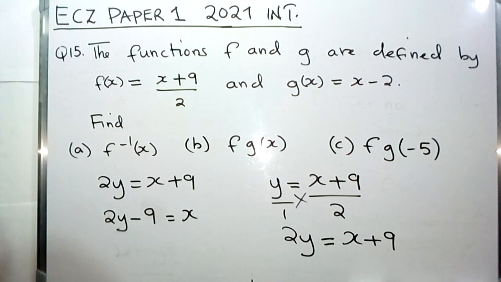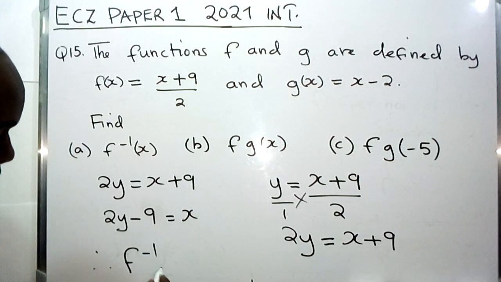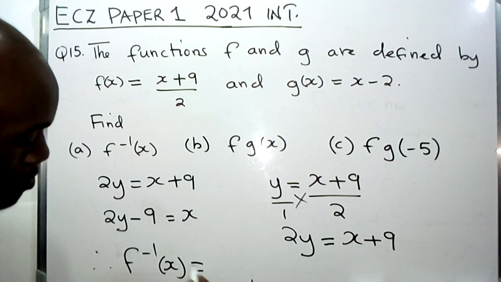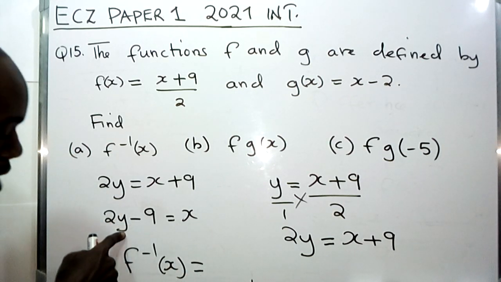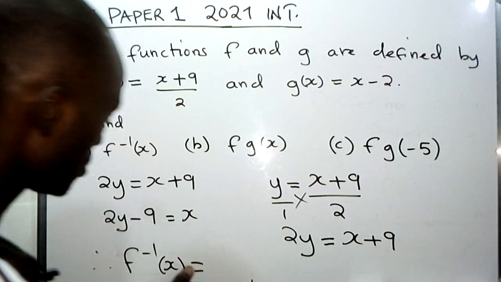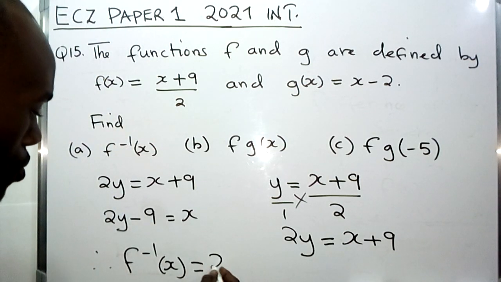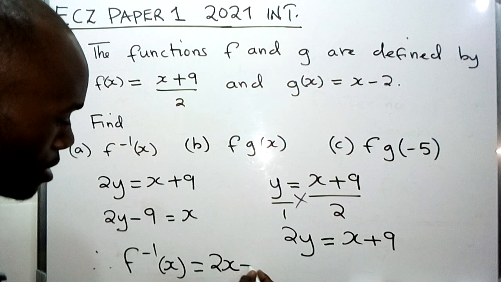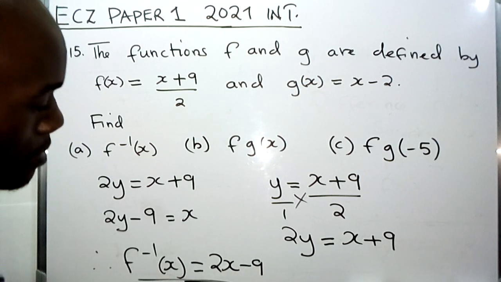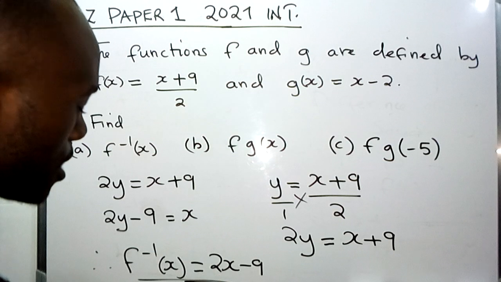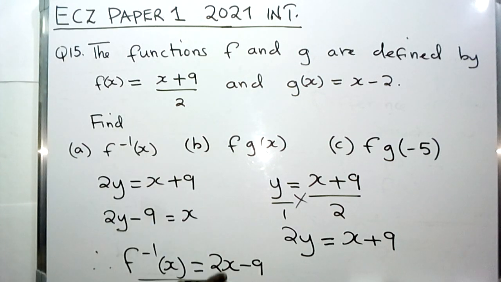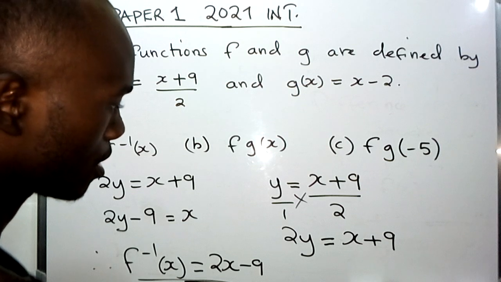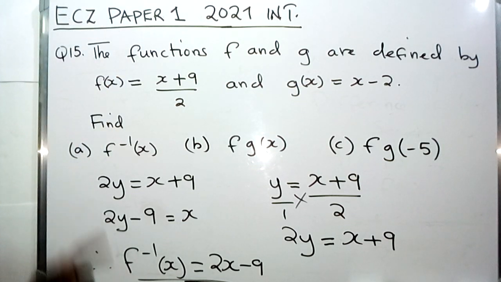Now that we have managed to make x the subject of the formula, all we have to do is write our final answer, which is f inverse of x. We simply replace back where there's y, we now put x. So our final answer will now be 2x minus 9. This becomes our answer. So the inverse of f of x is 2x minus 9. That is the answer for the first part of the question.